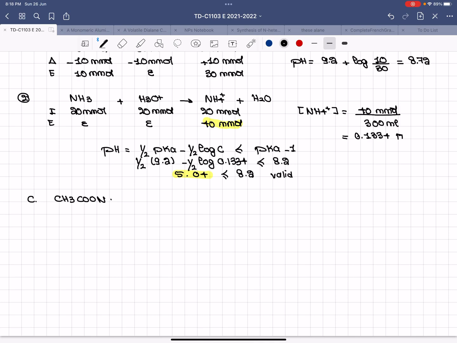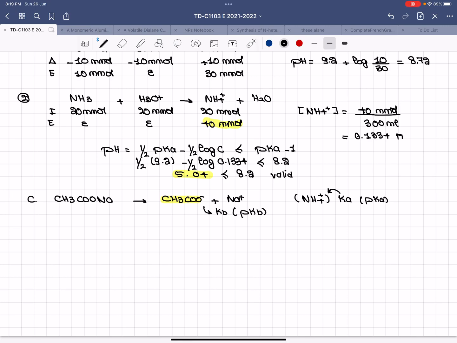CH3COONa will basically dissolve into CH3COO- plus Na+. This is a weak base. In the solution, you already had a weak acid. Weak base, weak acid, you can say you have pKa1 plus pKa2 if both of them have the same concentration and similar Ka and Kb. So it's Ka of the acid and Kb of the base, meaning pKa and pKb.